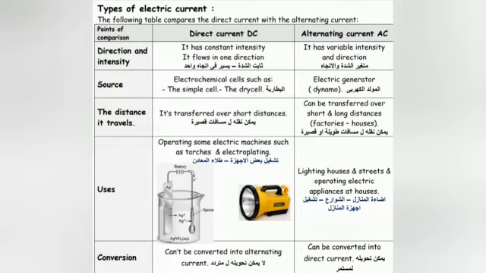As we can find in this picture, the DC current can travel through short distances only and can't be transferred into AC current, while the opposite is true in an alternating current. DC current can be used in the electroplating and other applications. We will see the electroplating after now.